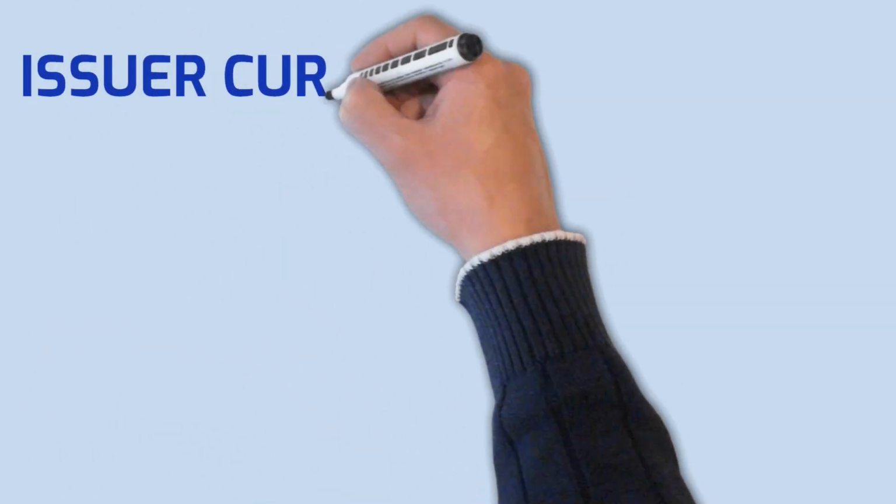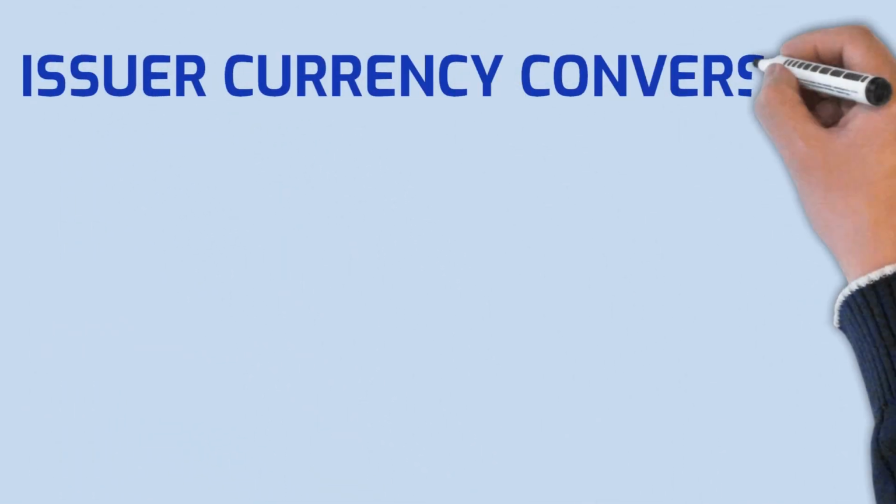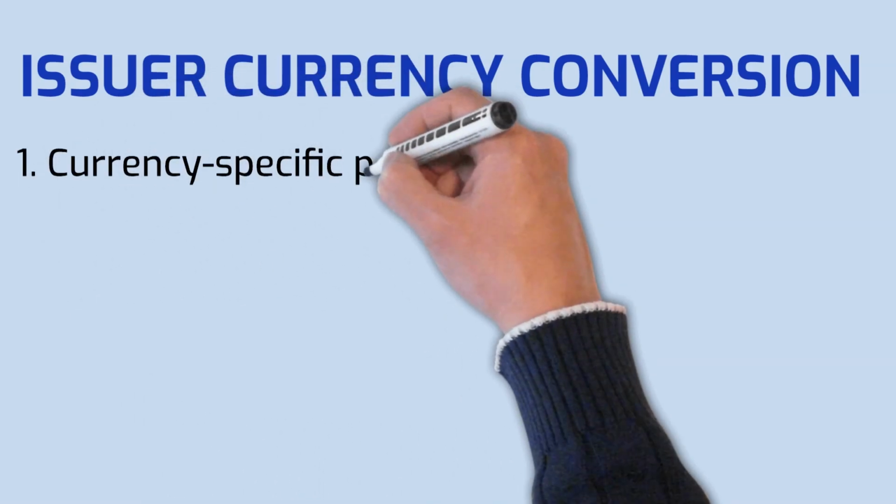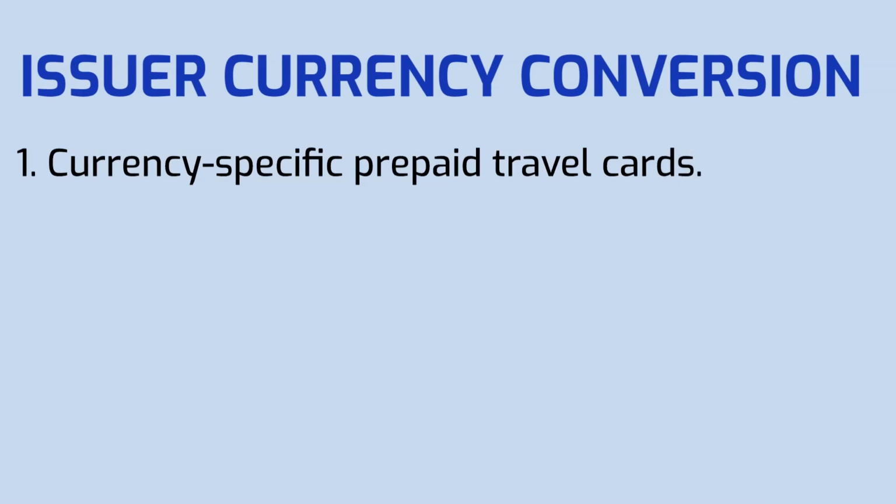Issuer currency conversion. We have already mentioned one way an issuer can participate in the payment network currency conversion. The issuer currency conversion bump, typically around 2.5%, added to the payment network currency conversion rate. There are other ways an issuer can play in the currency conversion part of the transaction. Number 1. Currency-specific prepaid travel cards. These cards have gained some popularity for people who want to travel to a destination but want to have their currency conversion done ahead of time.